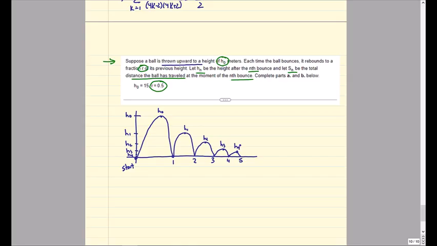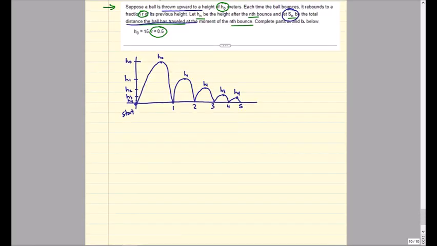So this is a kind of a fun problem. What we have here then is h naught, h1, h2, h3, h4. Those are the terms of the sequence. The partial sum will be the total distance traveled by the ball. So let's go ahead and start trying to build this up. Let's try and find a sub 1.